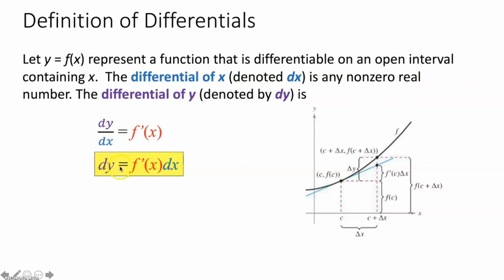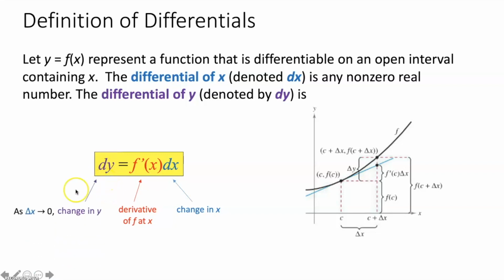Now, what does each of these things represent? Well, dx represents the change in x. F prime of x is the derivative of f at a particular x value. And then dy, you think it's going to be the change in y, but it actually is just the change in y as the change in x, or delta x, approaches 0.